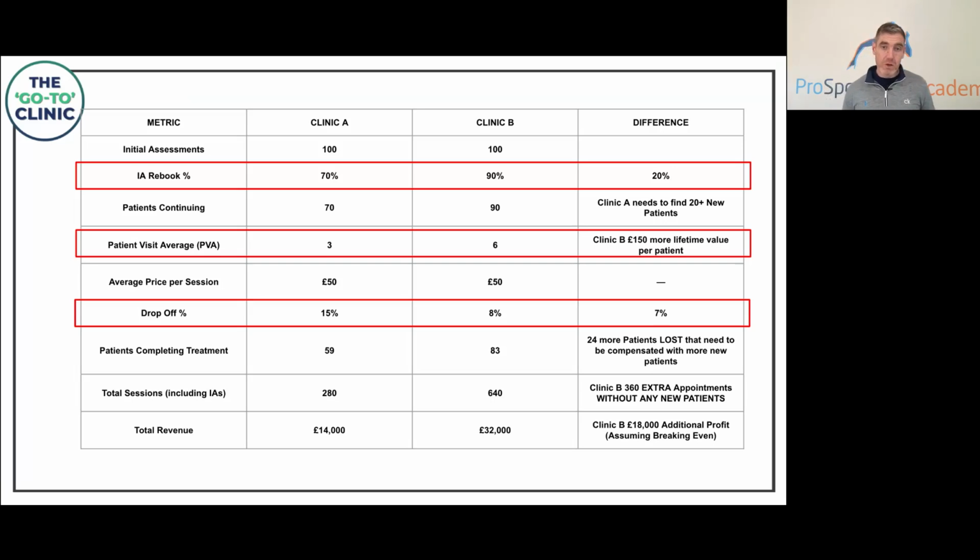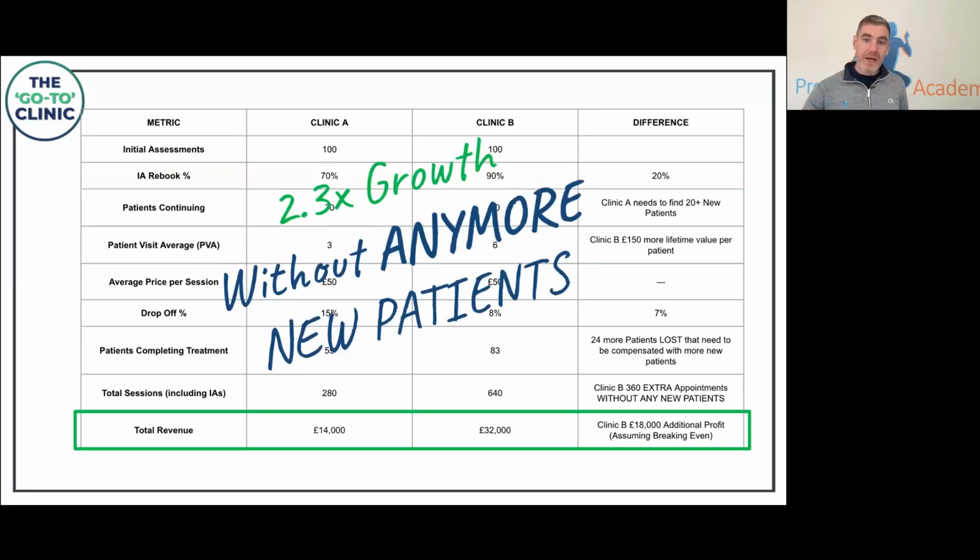And those 3 levers alone, okay: getting your IA rebook from 70 to 90, your PVA, your patient visit average, from 3 to 6, and then getting your drop-off percentage down, which will naturally happen anyway, because the patient visit average and drop-off tend to work together, getting that to 8%, it's a 2.3% growth in Clinic B versus Clinic A without any new patients.